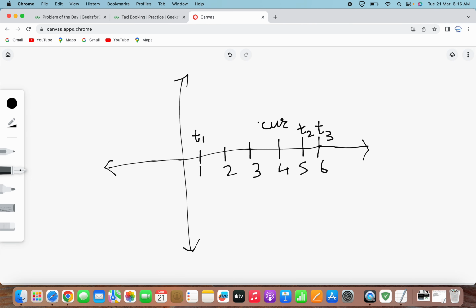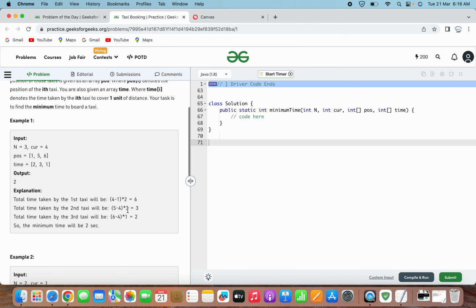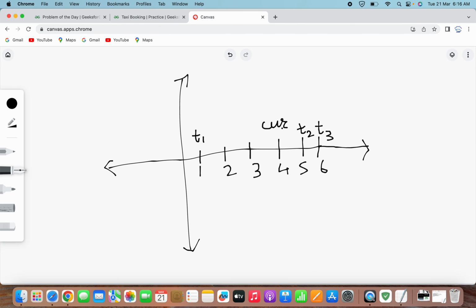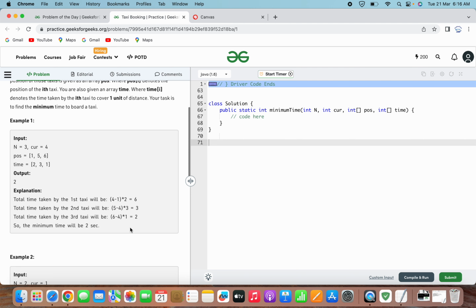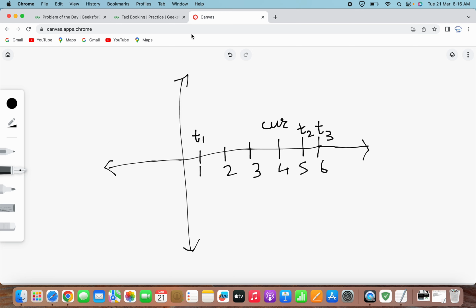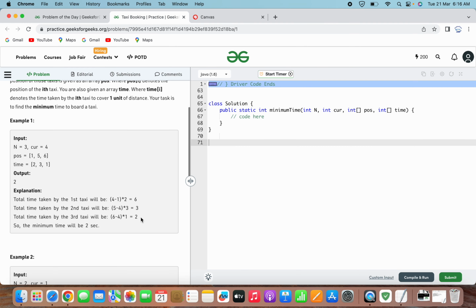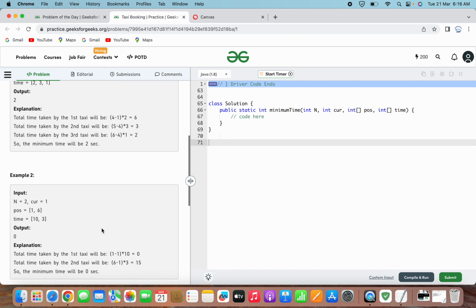For the second taxi, it is just on the position next to us, so it has to cover only 1 unit of distance, and for covering 1 unit of distance it takes 3 units. And the taxi 3 is at position 6, so it has to come to 4, so it has to cover 2 units of distance, 1 and 2. And it takes 1 unit of time to cover 1 unit of distance. So that's why we get here 6 minus 4 into 1, that is 2 into 1, that is 2. So the minimum time will be 2 seconds.